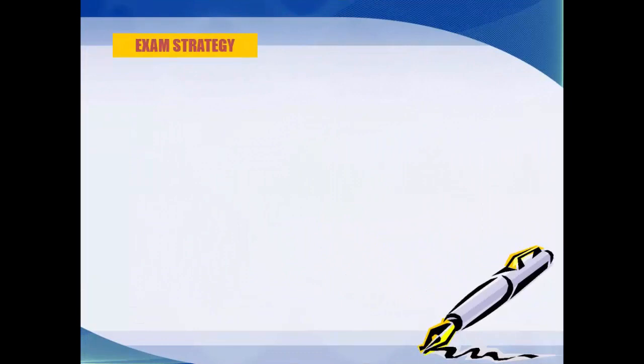So what shall you do, or what are the things you have to do while writing the argumentative essay in the exam? And this point is very important. You have to keep in your mind what are the steps you have to follow to write a perfect argumentative essay. Number one, you have to list the main points for and against.